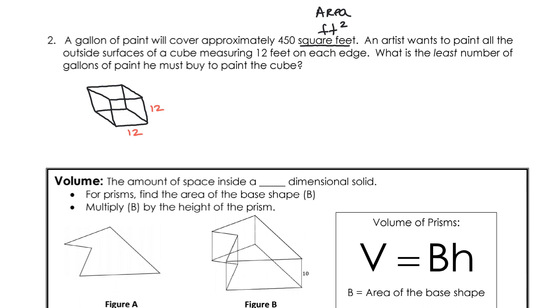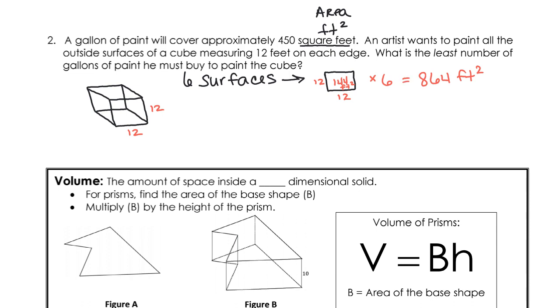All right, so he wants to figure out the area of each surface. The cool thing about this one is that we have 6 surfaces still, just like the box we had in number 1 on the front side of our notes. But what's unique about a cube is that all 6 surfaces are exactly the same shape with the same size. And so this square, if it's 12 by 12, has an area of 144 feet squared. And there's 6 of them. So 144 times 6 is 864 feet squared.